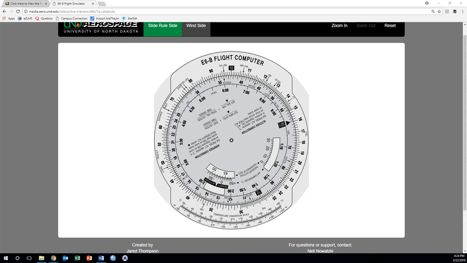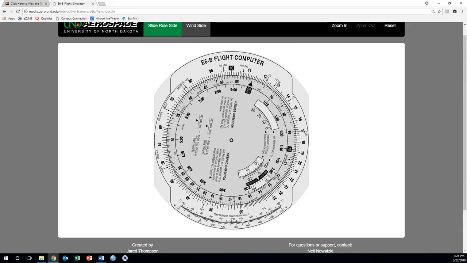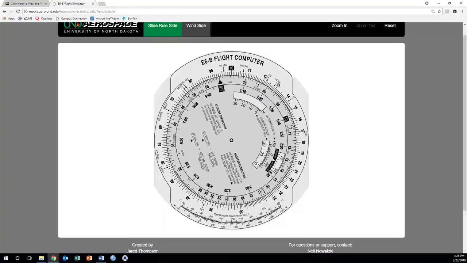So in this example, we're going to find our distance on the A scale, which was 14 miles, and we're going to align that with our time on the B scale, which is 9 minutes. So we've got our number 14 right here on the A scale. And now we will align the B scale, the number 9 on the B scale. We'll use the number 90 to represent the number 9. Align that with the 14 on the A scale.